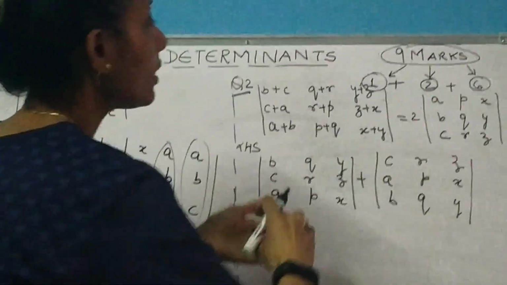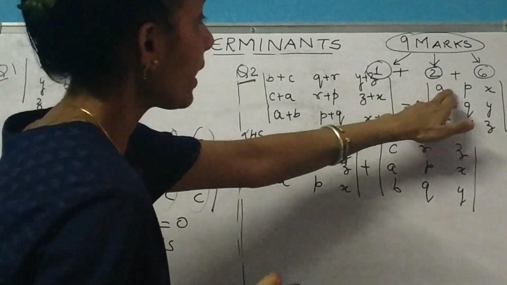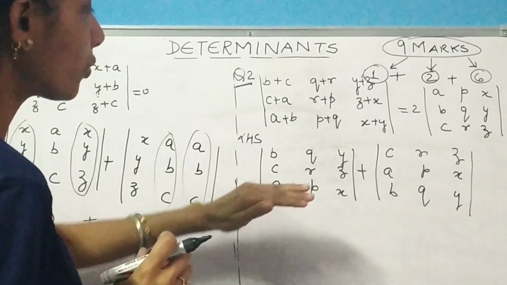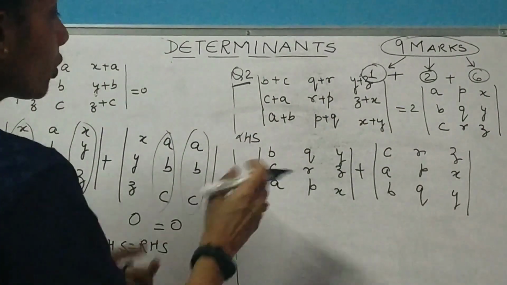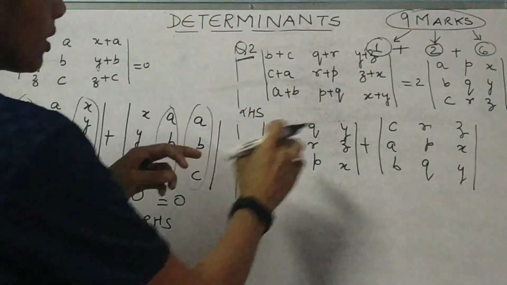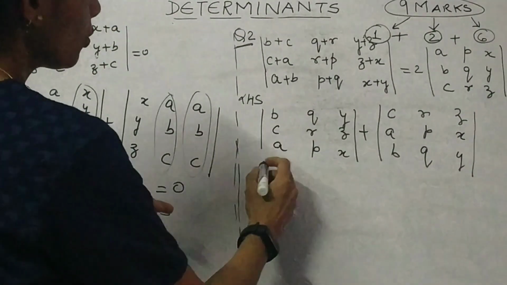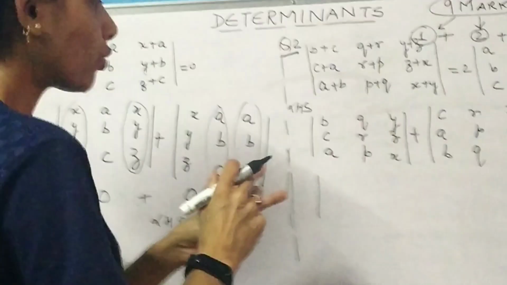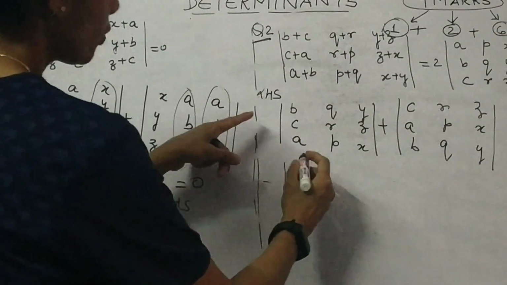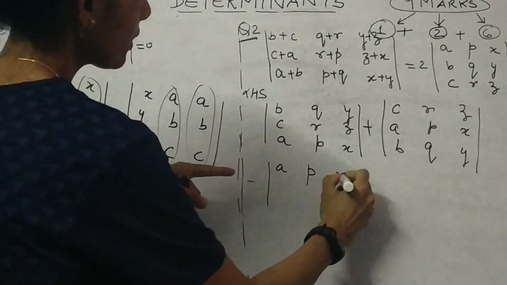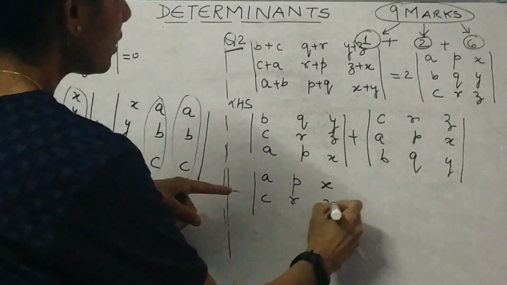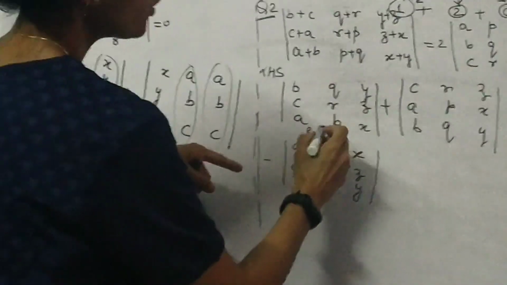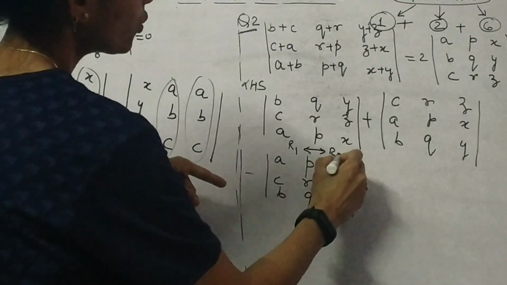Now you see, I want to get twice of A, P, X, but my A, P, X is lying in row 3, whereas here it is in row 1. So I can interchange R1 with R3. And I told you when you are interchanging any two rows or two columns, you will be writing minus. So it can be written as minus A, P, X, C, R, Z, B, Q, Y. What I have done? I have interchanged row 1 with R3.